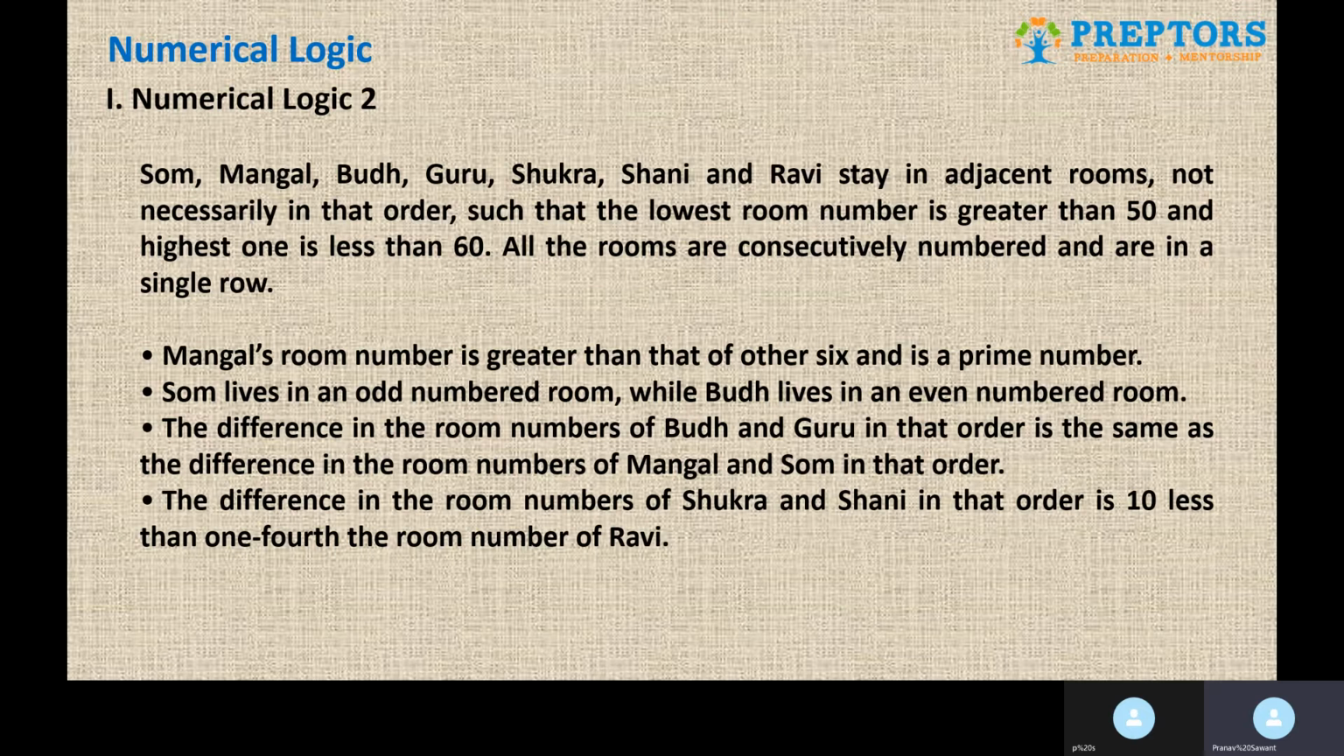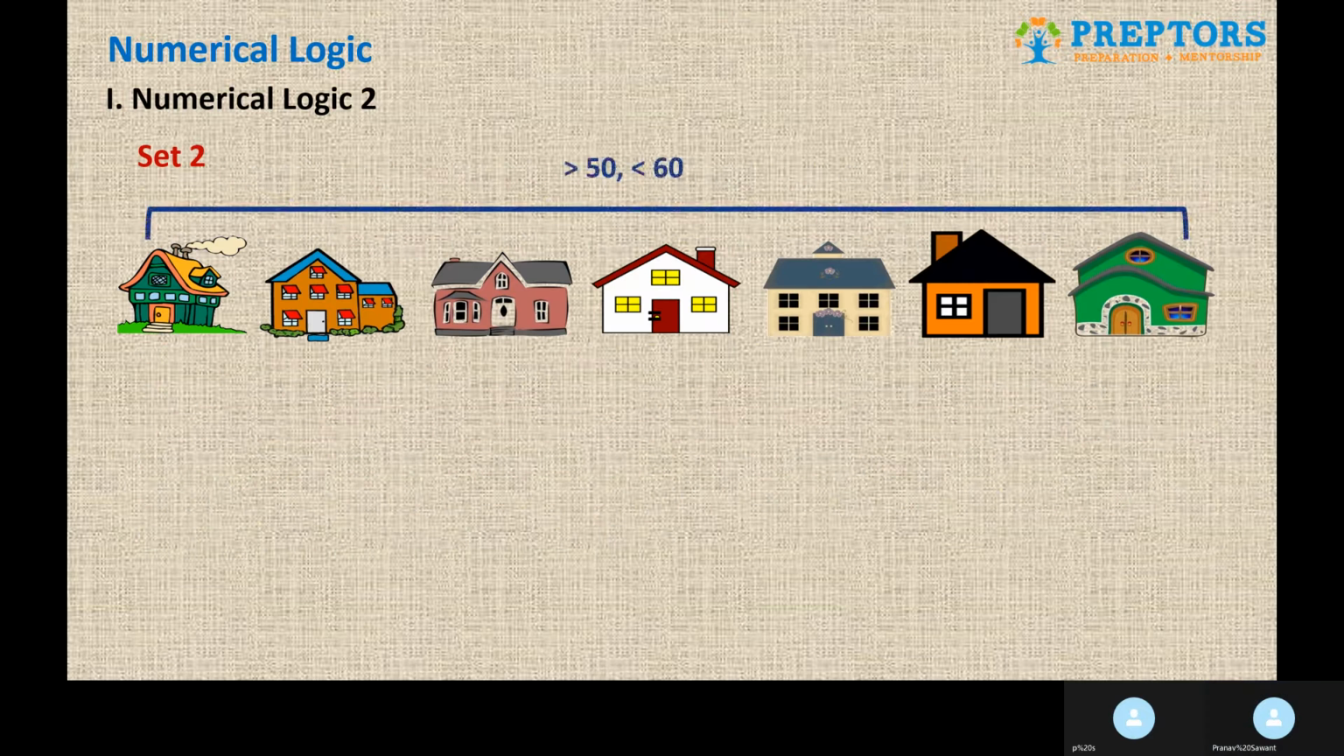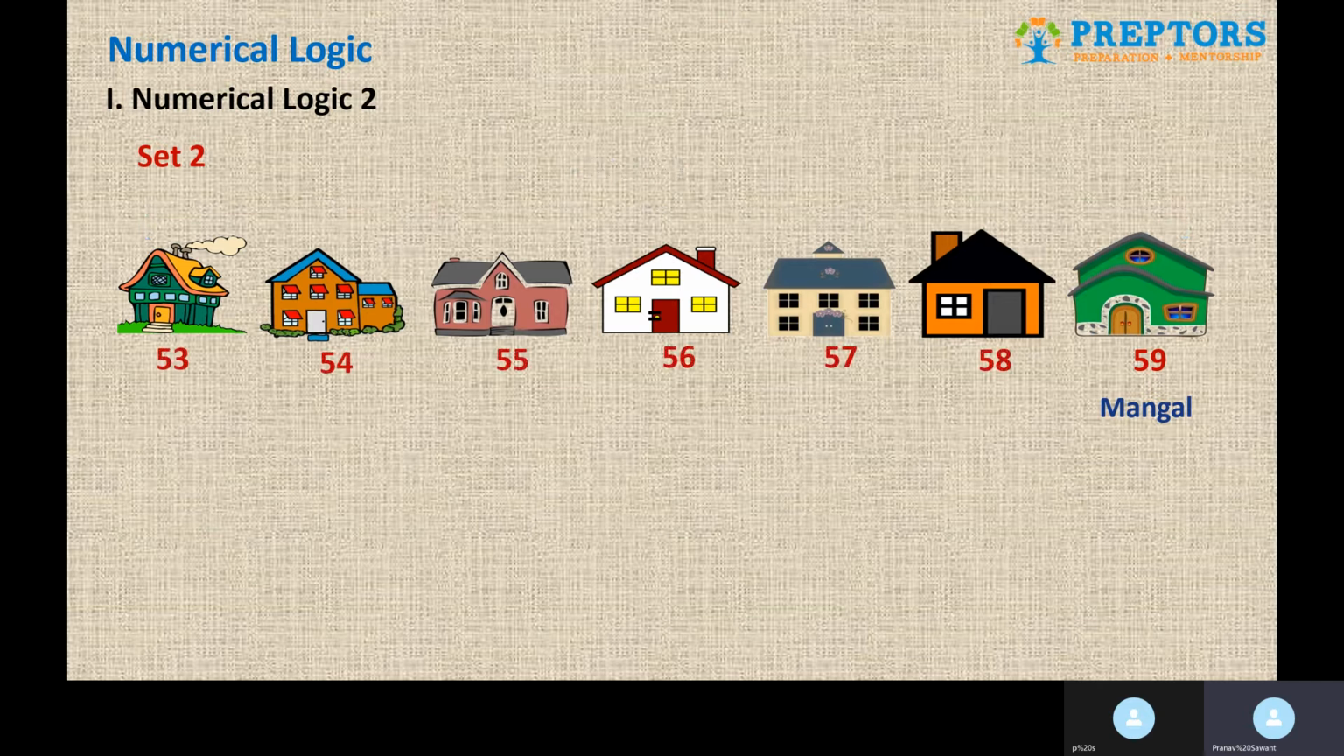Now let's try to solve this question. We know that Mangal is 59 and the other room numbers are consecutively numbered. Hence, the others would be 58, 57, 56, 55, 54, 53. We know that Som lives in an odd numbered room and Budh lives in an even numbered room. So these are the possible values of Som and these are the possible values of Budh. Budh would be 54, 56, 58. Som would be 53, 55, 57.